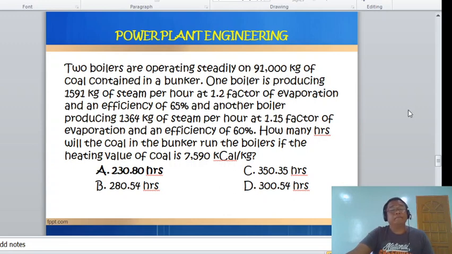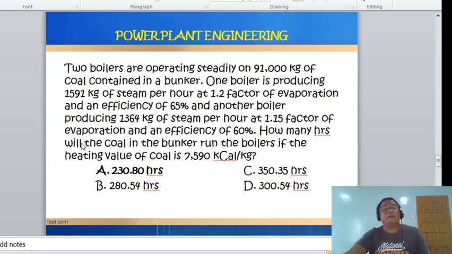And another example. So you have sufficient examples here, class. I think it is very impossible for you not to learn something about this topic. Okay, so another: two boilers are operating steadily on 91,000 kilograms of coal contained in a bunker. One boiler is producing 1591 kilograms of steam per hour at 1.2 factor of evaporation and an efficiency of 65%. Another boiler is producing 1364 kilograms of steam per hour at 1.15 factor of evaporation and an efficiency of 60%.